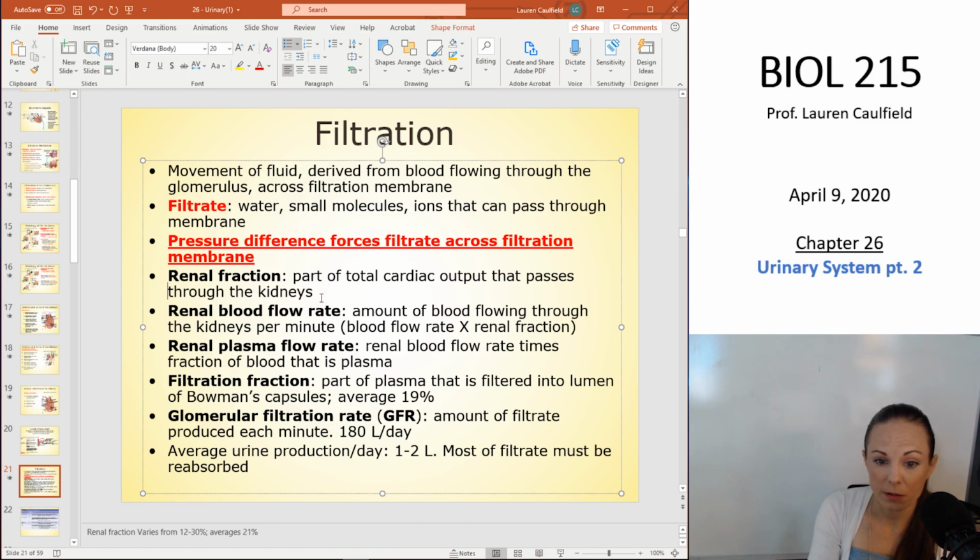Renal fraction, this is the total amount of your cardiac output. If you look back to the first exam material with the cardiovascular system.